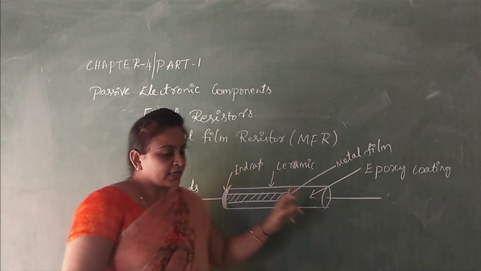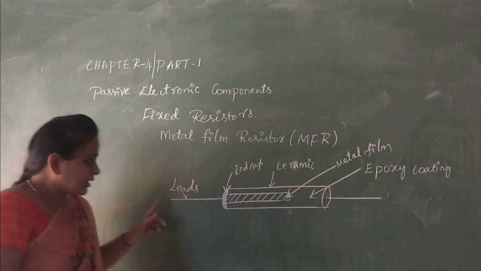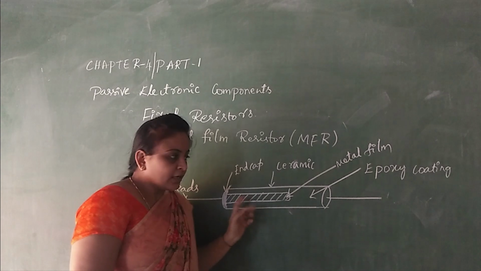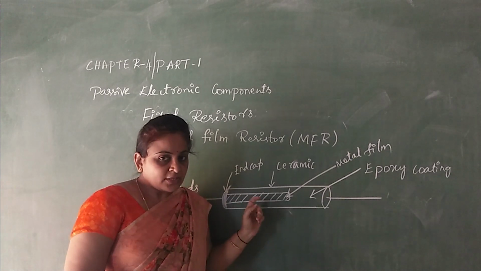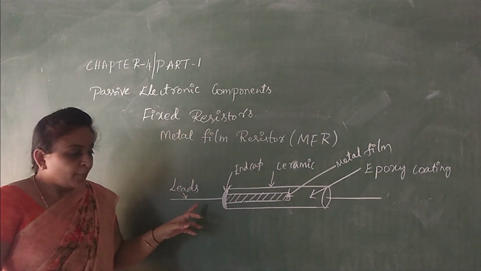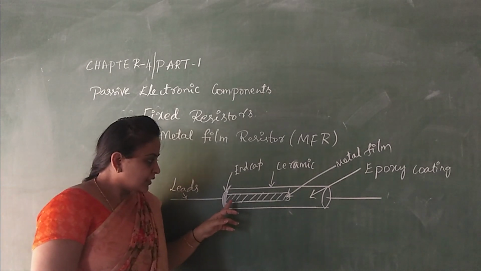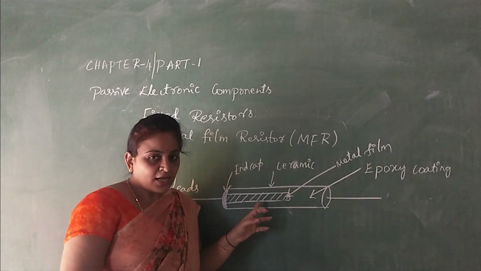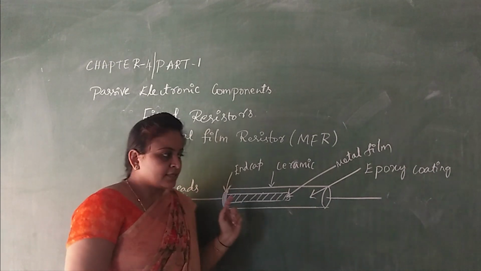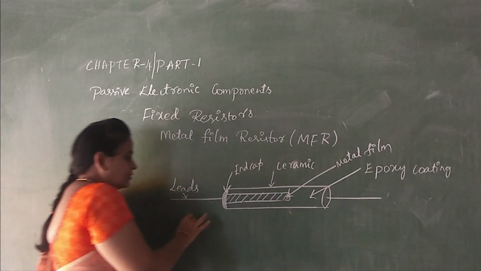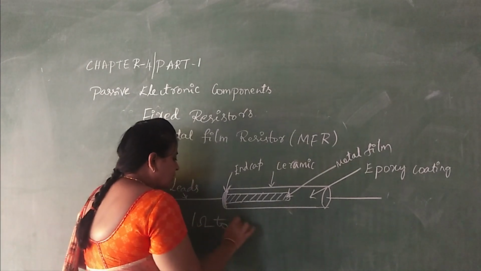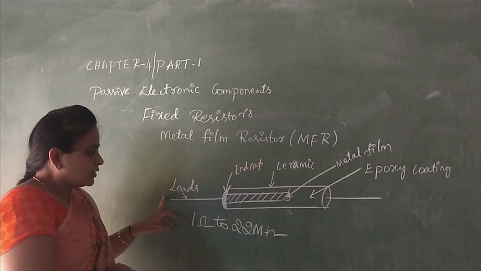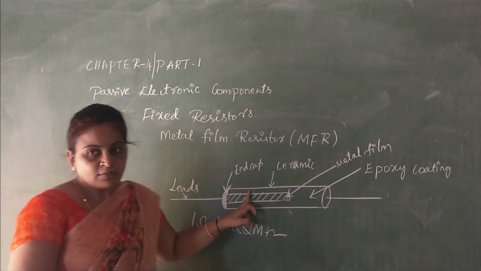Next, this is done with metal caps and leads for the external connections. Next, metal film resistor is coated with non-conductive material for the purpose of insulation and mechanical strength. Next, it is coated with bands of colors for identification of the value of the resistance. This is also available in 1 ohm to 22 mega ohms. So this is the diagram of metal film resistor.